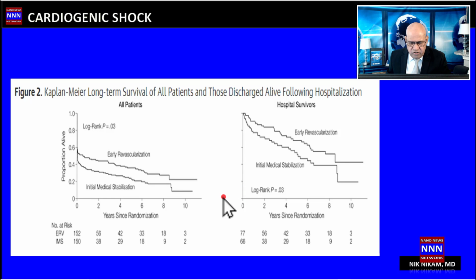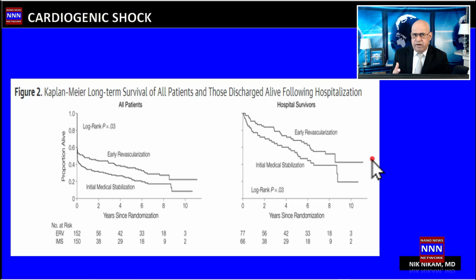And this is a study showing early revascularization, all patients and hospital patients. Those patients who get early revascularization through percutaneous coronary intervention or through bypass surgery have a much better outcome that is sustained over a period of 10 years.